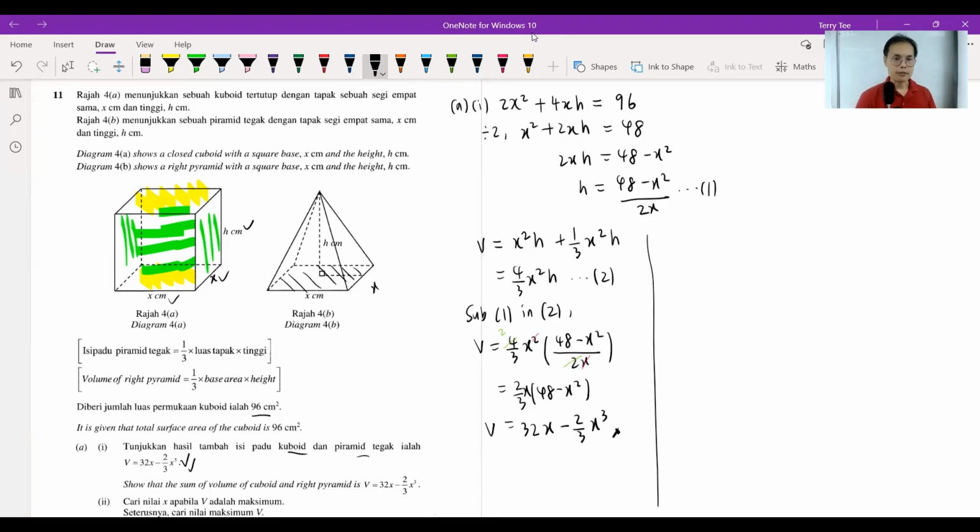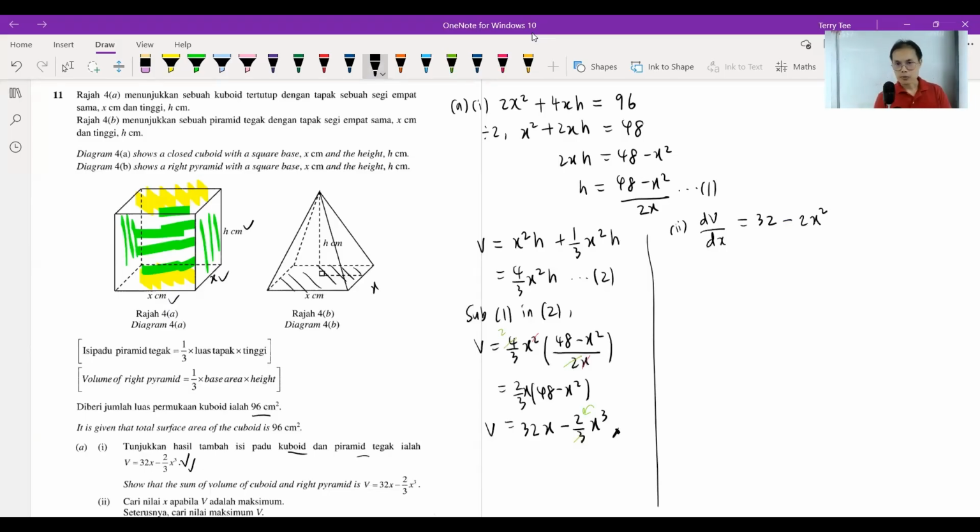Then they say cari nilai x apabila V adalah maksimum. So this is where we have to differentiate, bezakan, dV/dx. So this is 32. Bring the 3 down, the 3 cancels with the 3 here, left with 2x. Reduce the power, becomes 2.